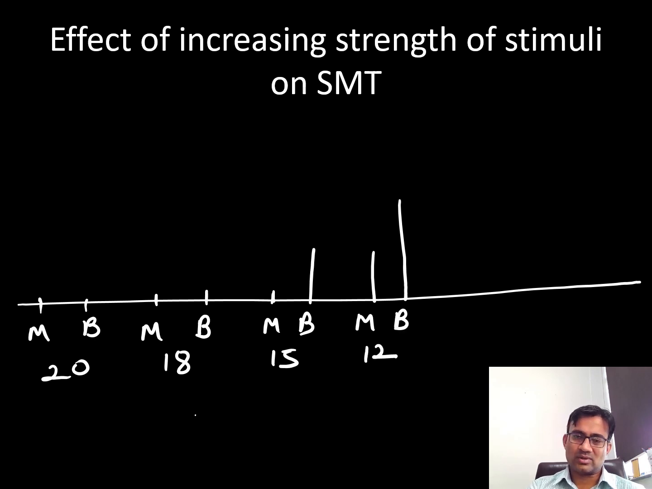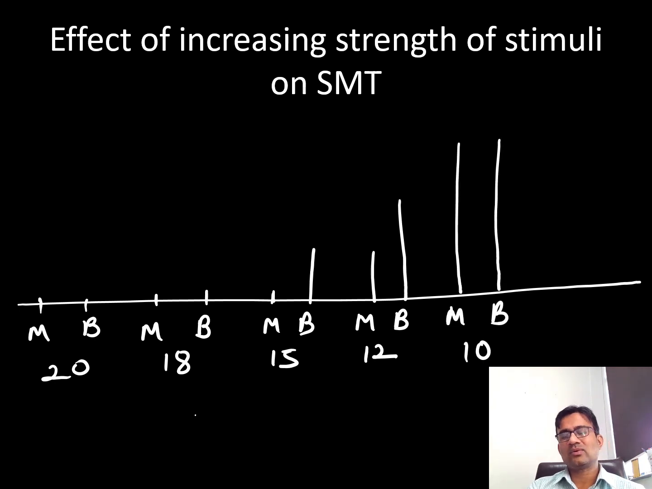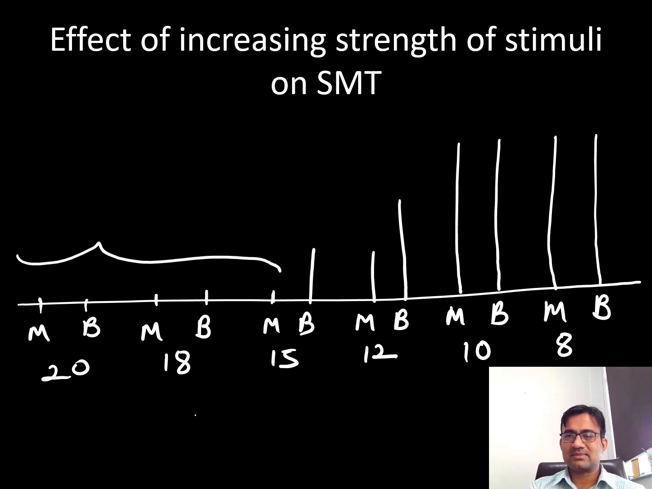So you will further go on decreasing the distance. See, now distance is 12 only. Now you are even getting response in M also, and B distance response is more. Further I have decreased now, so here I am getting certain response. Then further I am decreasing the distance between primary coil and secondary coil, but now response will remain same.